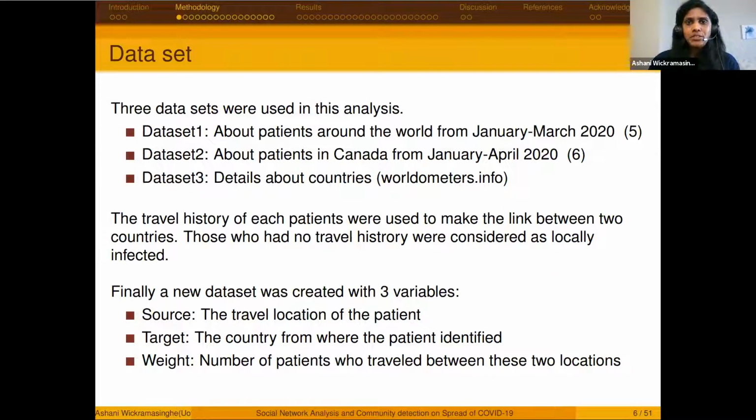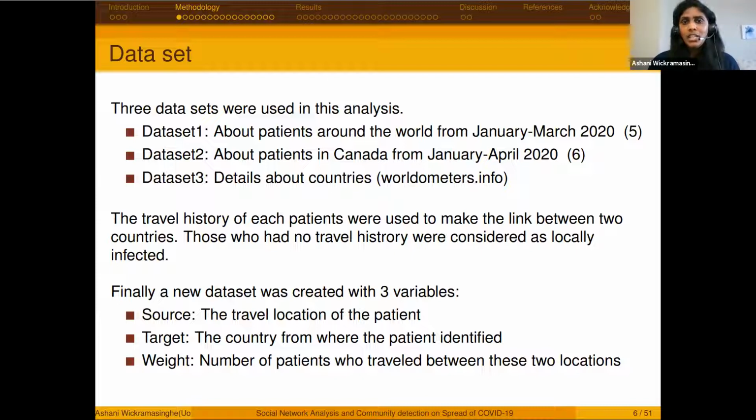Let's move on to the methodology. For the analysis, we have used 3 data sets. The first data set contained data about patients around the world. The second data set contained data about patients in Canada. And the third one has data about countries. When creating models, we need more information about countries. That's why we need this third data set.